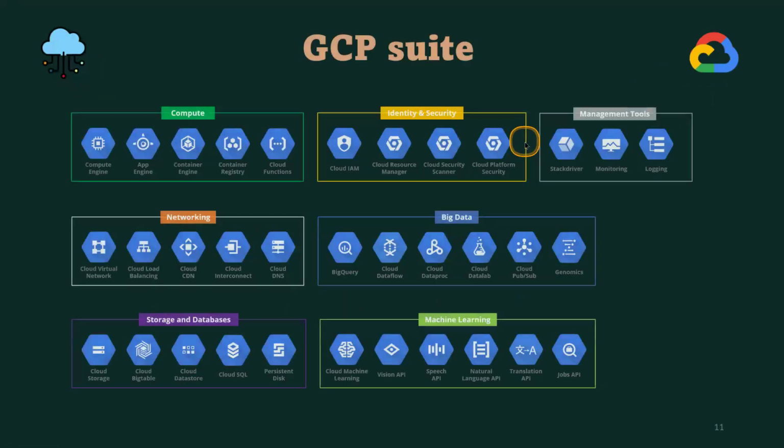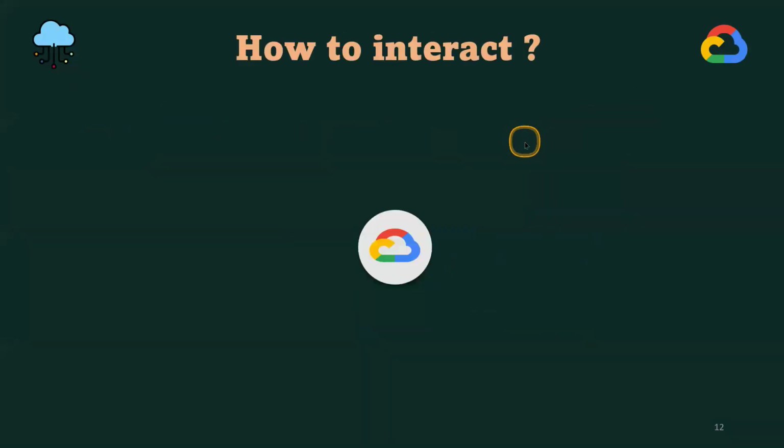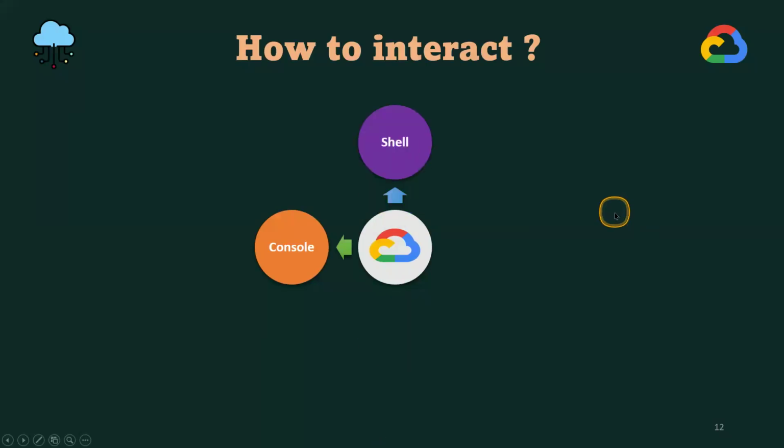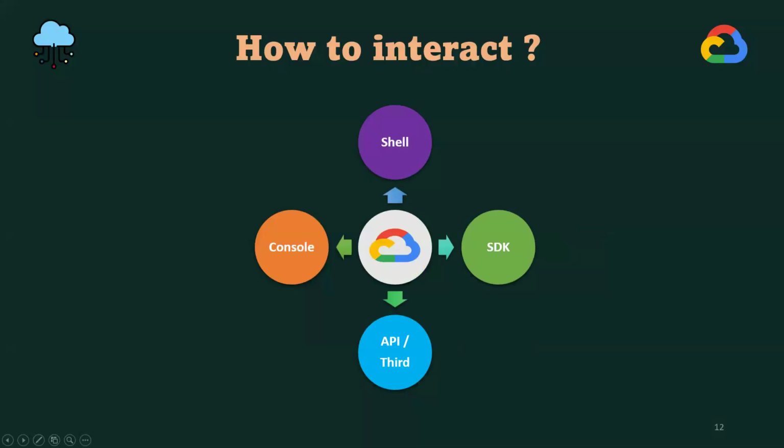What are those? The very first method is Cloud Console. The second method is Cloud Shell, then the Cloud SDK, and APIs and third-party tools. So these are the four methods that we can use to interact with the GCP services.